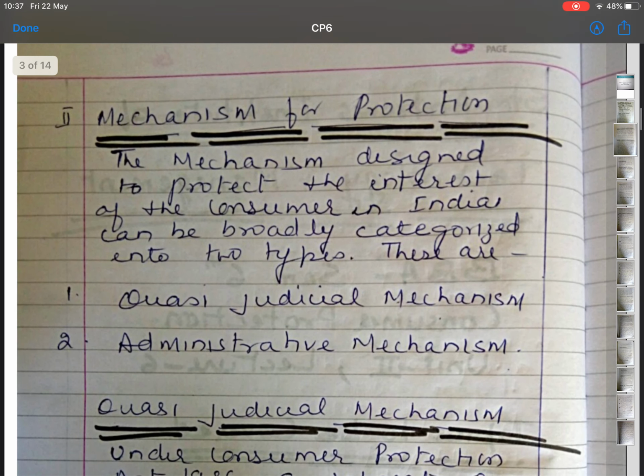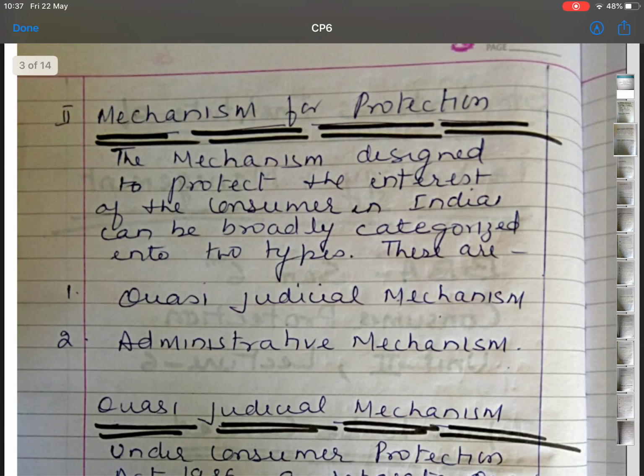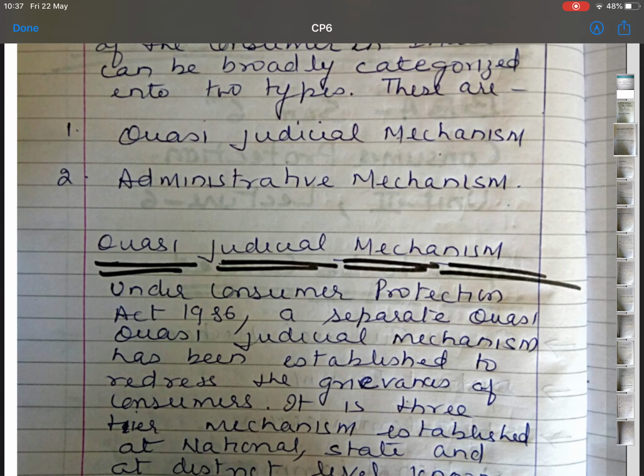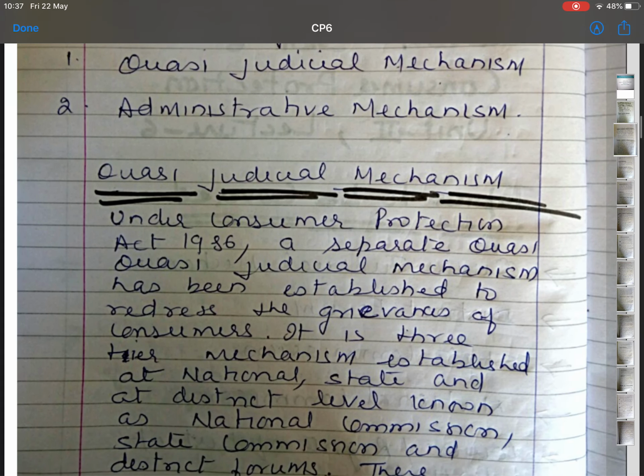Now I'm starting with the first topic, mechanisms of protection. The mechanism designed to protect the interest of the consumer in India can be broadly categorized into two types. These are quasi-judicial mechanism or administrative mechanism. Now, starting with quasi-judicial mechanism.